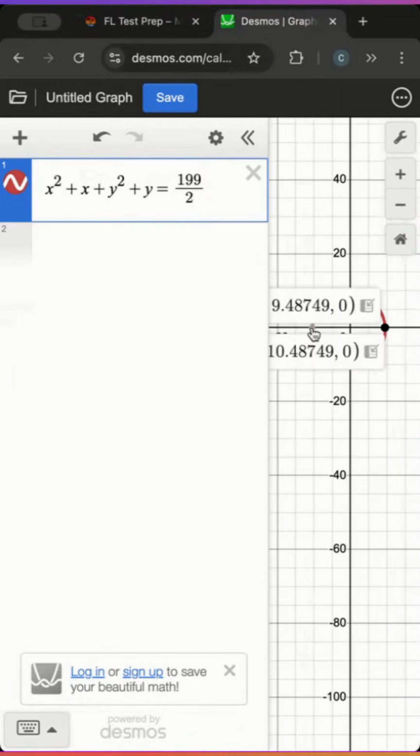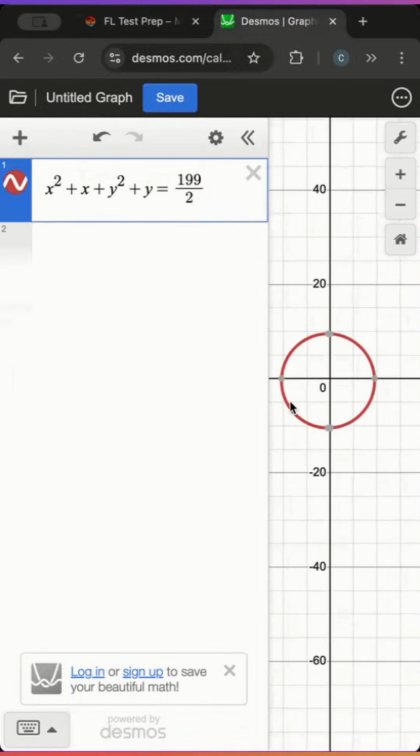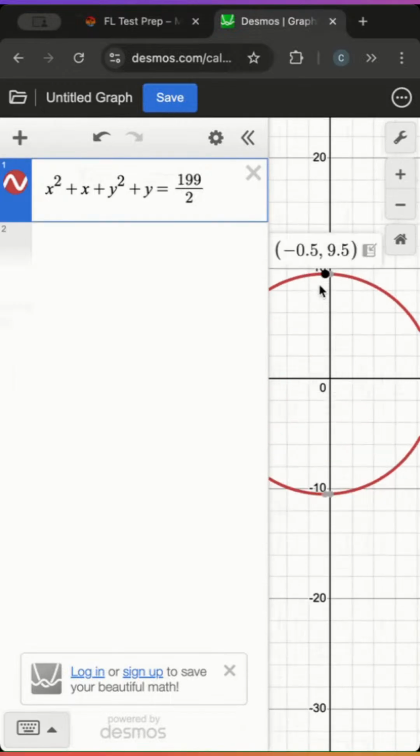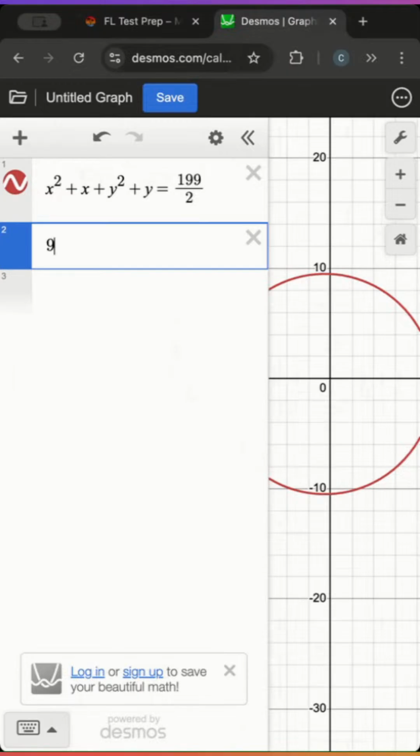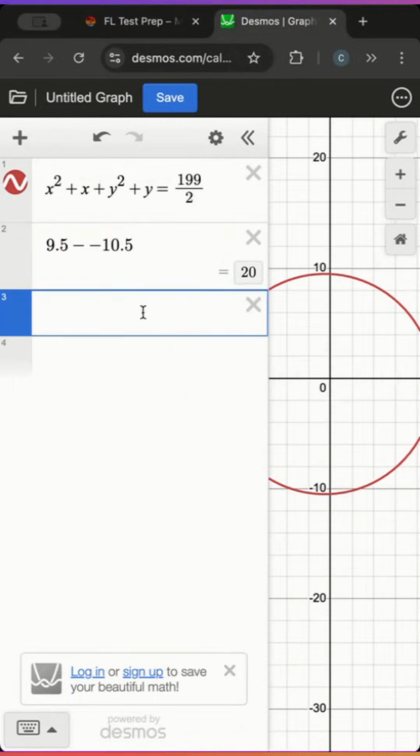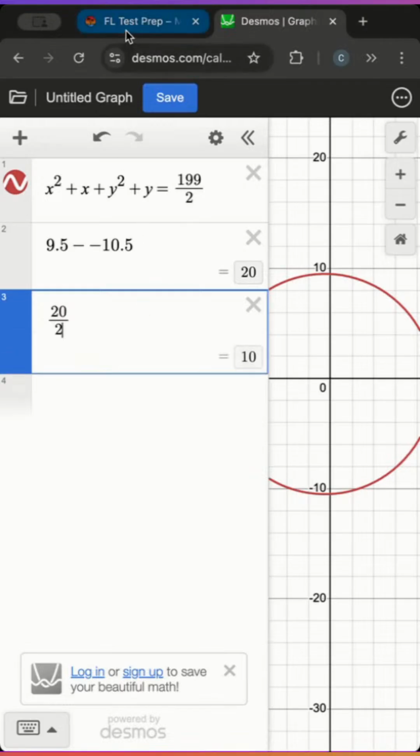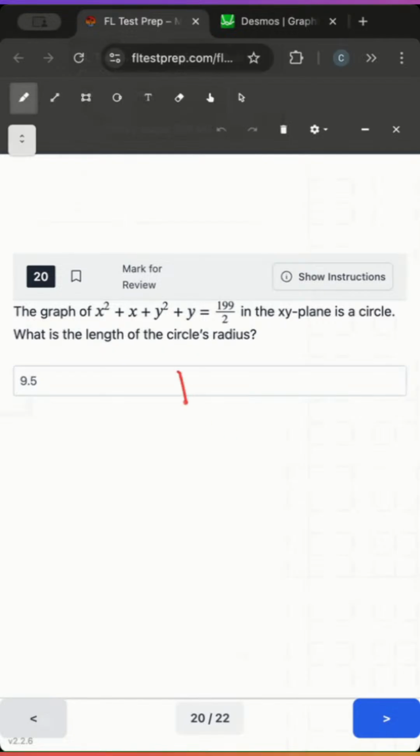So we're looking for the radius, right? So what do I know about this circle? Well, I can see all the points. I can see that this is negative 10.48 and this is 9.48. I don't really like those numbers, so I'm going to take a look at the other points. I can see that this is 9.5 and this is going to be negative 10.5. If I can find the distance between those two y values, that would tell me my diameter. So if I do 9.5 minus negative 10.5, I get 20. If that's my diameter, can I just do 20 over 2 to find my radius? Wouldn't 10 be the correct answer for this problem? And it is. 10 is the correct answer.